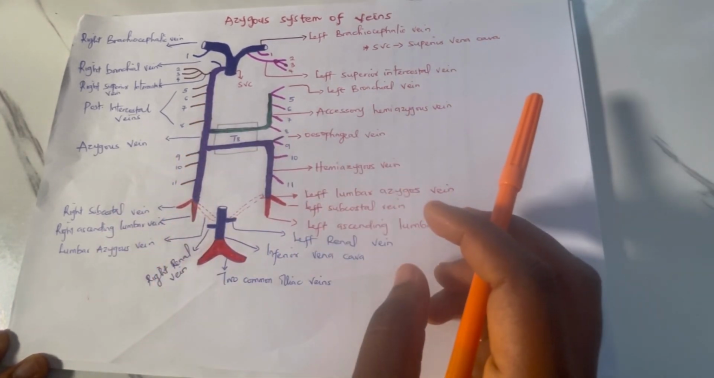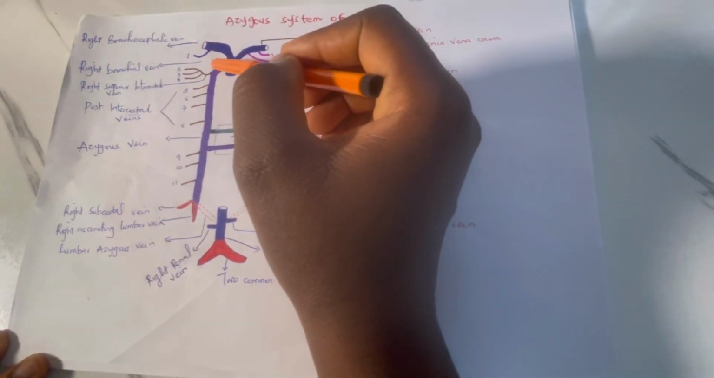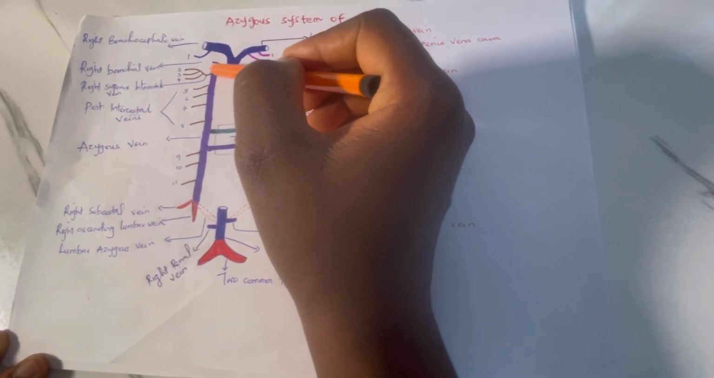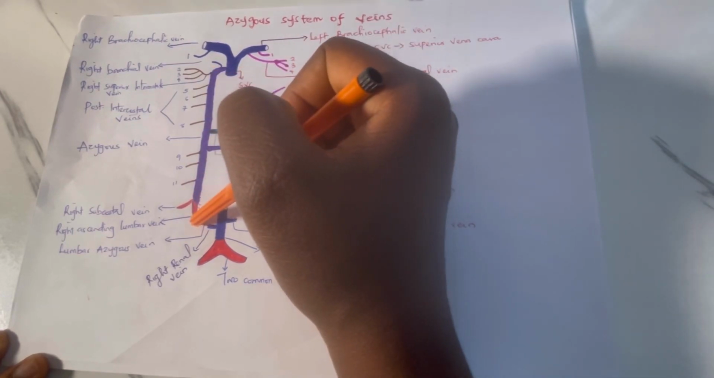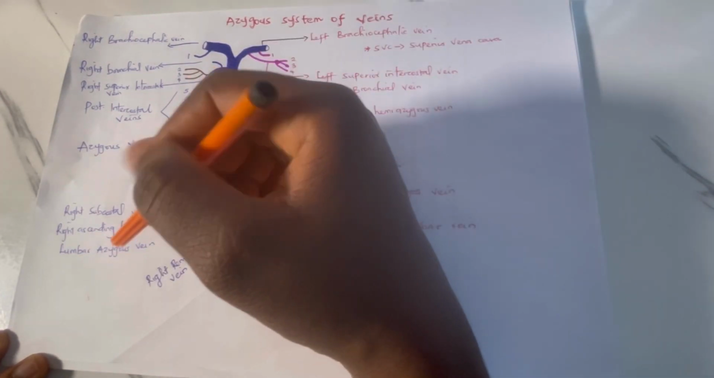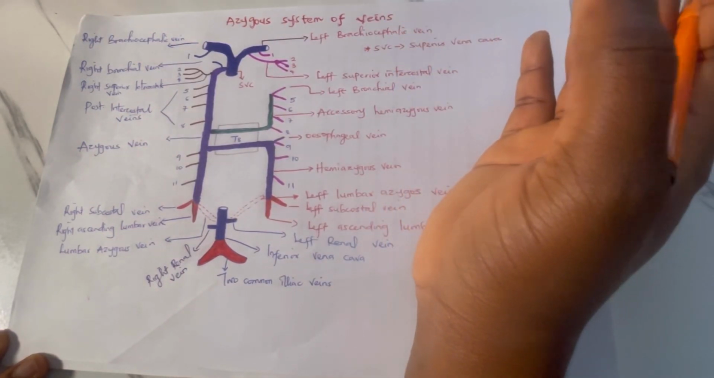So the next tributary we have is the right bronchial vein. The right bronchial vein is seen at the terminal end of the azygos vein, which also drains into the azygos vein. So we have the esophageal veins, the mediastinal veins, and the pericardial veins.